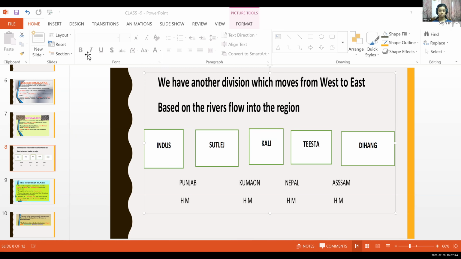Himalayan mountains lying between the river Indus and Satluj are called Punjab Himalaya. Himalayan mountains lying between the river Satluj and Kali are called Kumaon Himalayan mountains. Himalayan mountains lying between the rivers Kali and Teesta are known as Nepal Himalayan mountains. Himalayan ranges lying between Teesta and Dihang are called Assam Himalayan mountains.